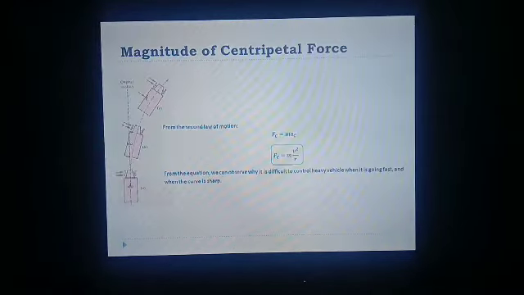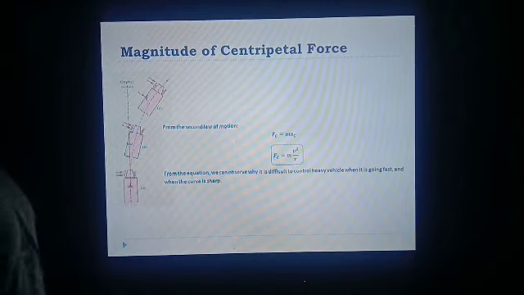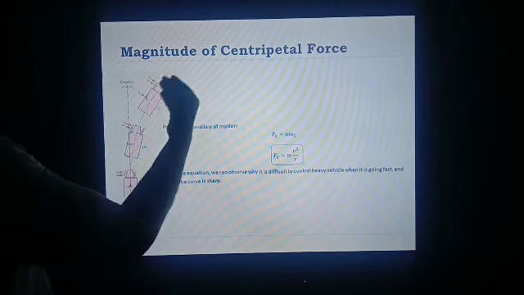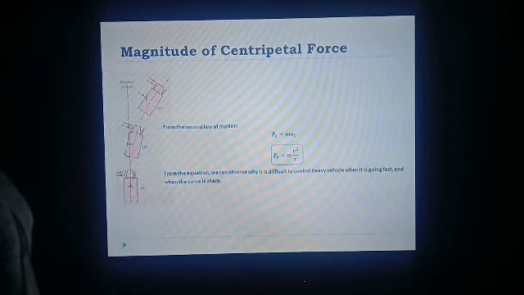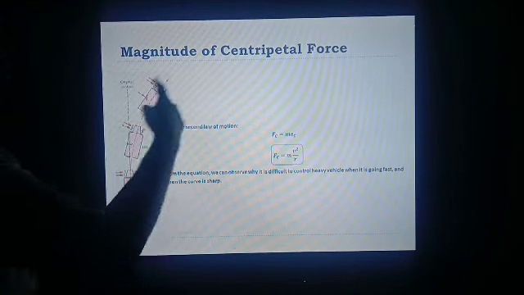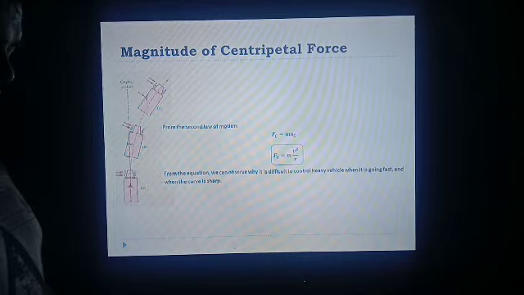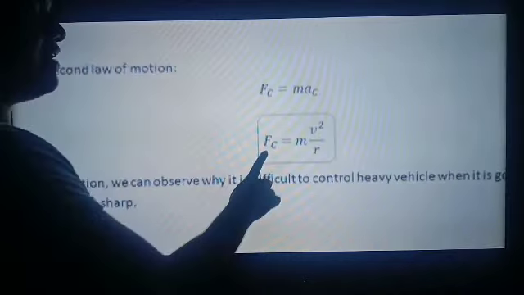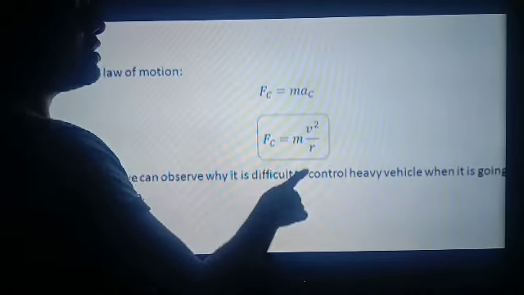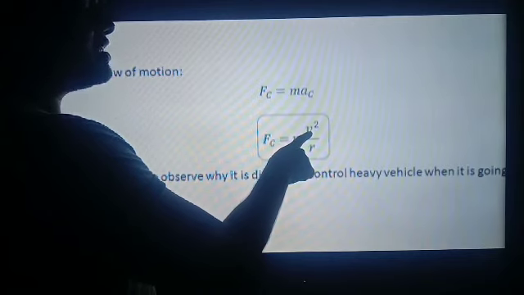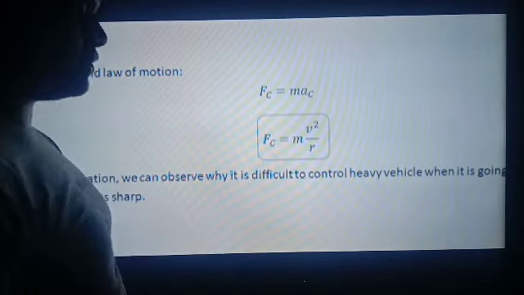Now, how to find out the magnitude of the centripetal force? Suppose that this vehicle is moving in a circular path with the linear velocity v in a circular path of radius r. Then the centripetal force F is equal to mv square upon r, where m is the mass of the body, v is the velocity of the body, and r is the radius of the circular path.